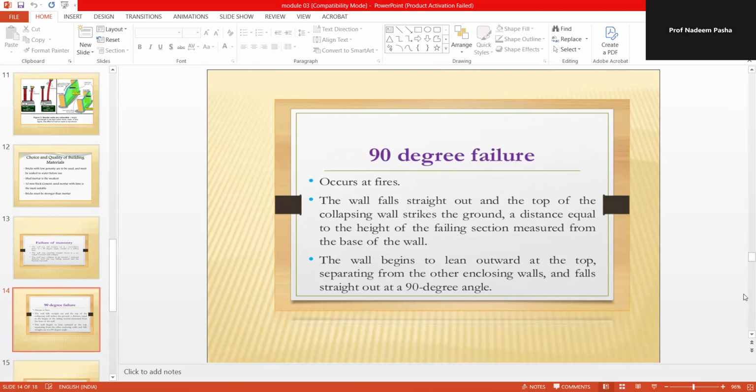Failure of masonry: 90-degree failure occurs at fires. The wall falls straight out from the top of the collapse. The wall strikes the ground at a distance equal to the height of the failing section measured from the base of the wall. The wall begins to lean outward at the top, separating from other enclosing walls, and falls straight out at a 90-degree angle.